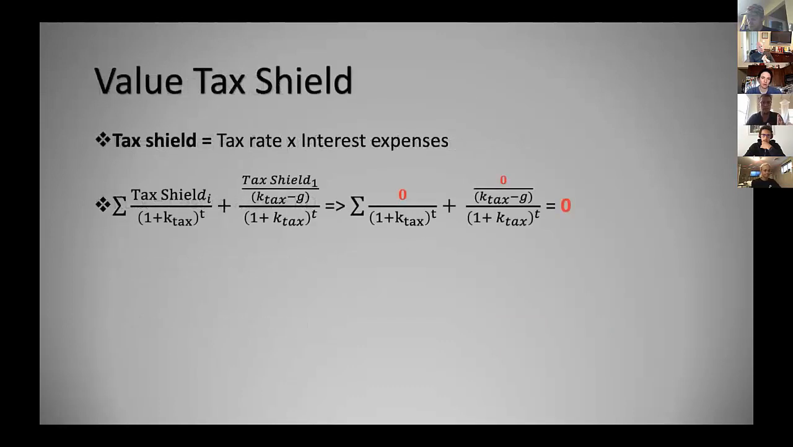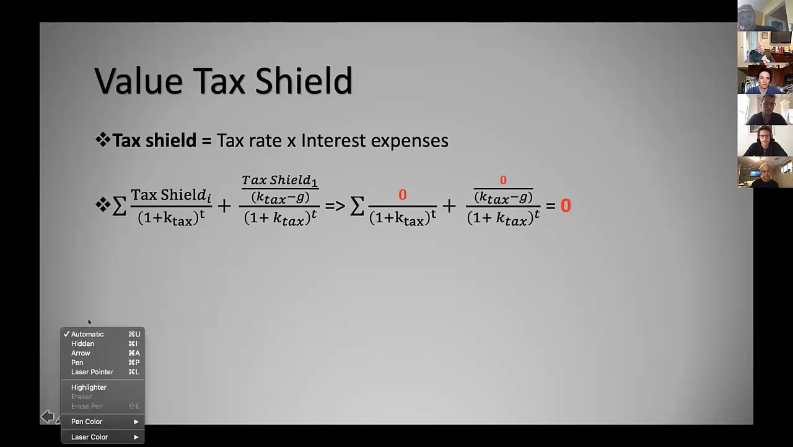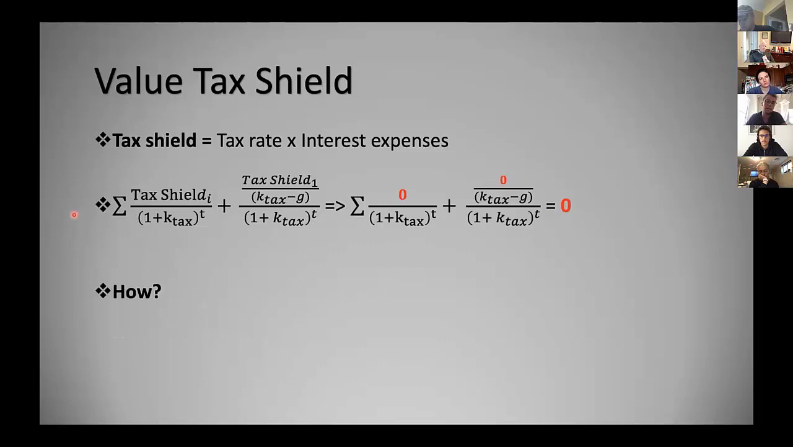Now let's talk about the tax shield. The tax shield is the tax rate times the interest expenses. Here you have the right part of the equation that we saw earlier. And as I told you, we want it equal to 0. To have this equal to 0, we want the numerator equal to 0, meaning that we want the tax shield equal to 0.